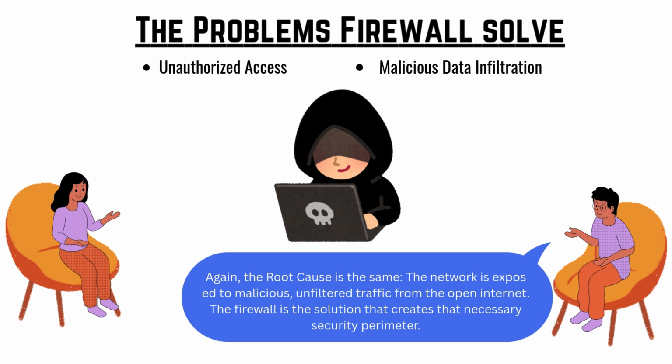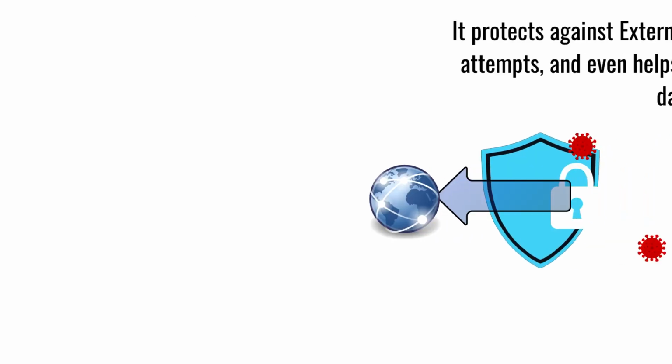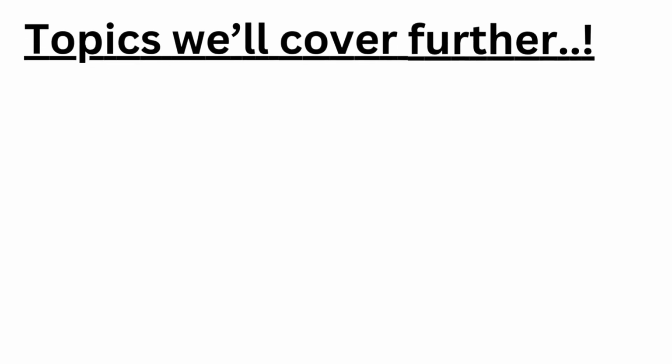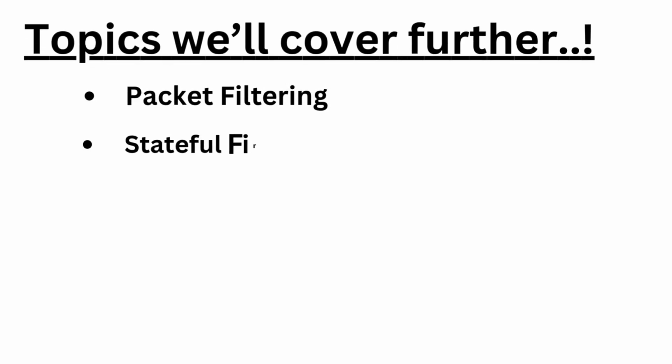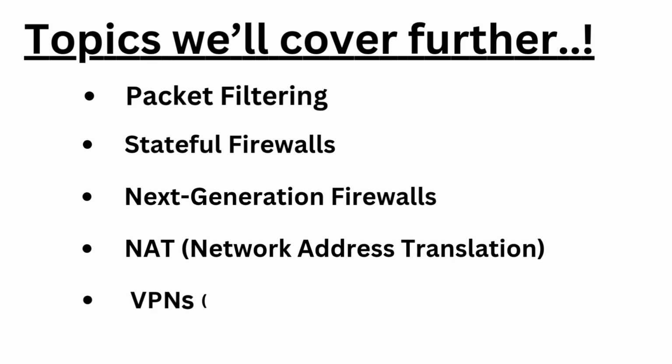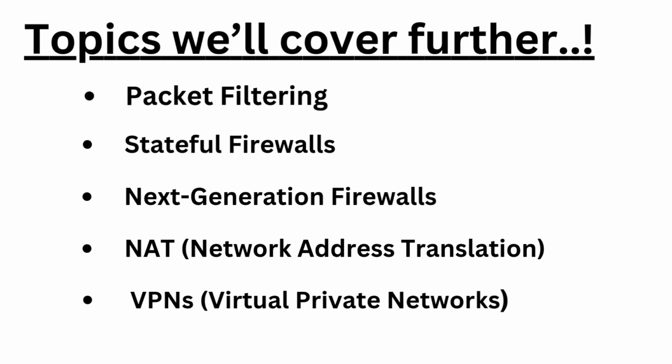The firewall is the solution that creates that necessary security perimeter. It protects against external threats like viruses, DoS attacks, and phishing attempts, and even helps with insider threats by regulating what kind of data can leave the network. Concepts like packet filtering, stateful firewalls, and even modern technologies like next-generation firewalls are all huge topics in themselves. Just know that these advanced features, along with related technologies like NAT, network address translation, and VPNs, virtual private networks, are all concepts we'll be diving deep into in future videos.